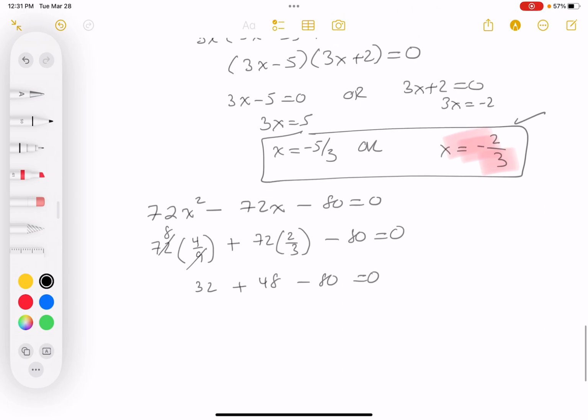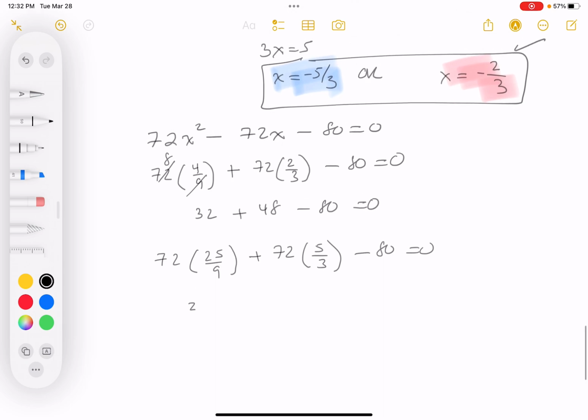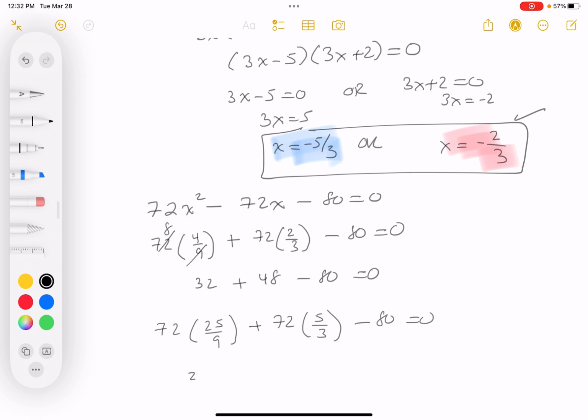Let's try the other one, all right? The other one's going to be this guy over here. Let me highlight it for you. We're going to try this guy now. And what do you get? Well, it's going to be 72. It's more difficult. And that's going to be 25/9. And then what do you get over here? You're going to get plus 72 times 5/3. Then you're going to get minus 80. Again, we're going to check it. What do you get there? 8 times 25. Well, that's going to be 200. I think I made a mistake somewhere. 25/9. Oh, you know what? I see it now. I got to erase it. And I'm glad I checked, because I said it's right, when in fact it's not right.